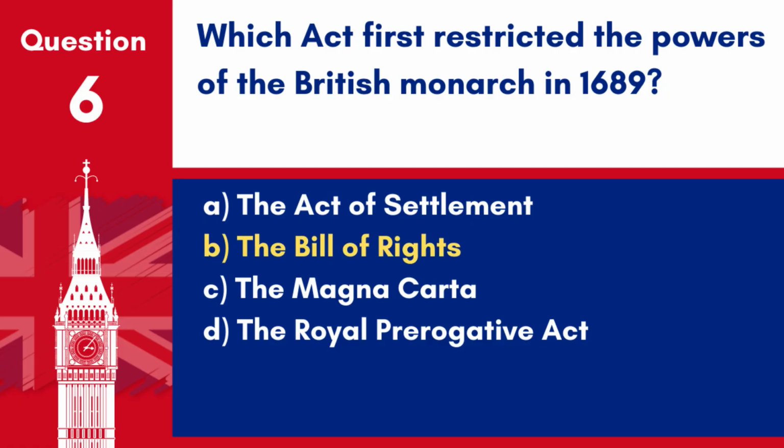Answer B. The Bill of Rights. The Bill of Rights in 1689 was crucial in restricting the powers of the monarchy and laid the foundation for a constitutional monarchy where the ruler could not rule without the consent of Parliament.